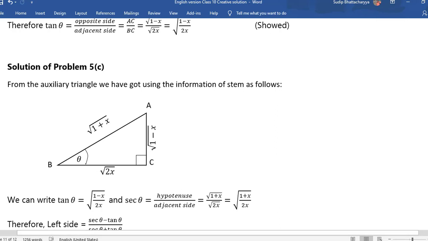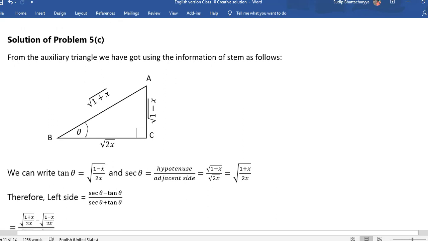So tan theta equal to root over 1 minus x divided by twice x, which we already have in 5b, and sec theta equal to hypotenuse by adjacent side. We know that sec theta is the opposite of cos theta, therefore as cos theta is base by hypotenuse, sec theta is hypotenuse by base, and another name of base is adjacent side. So sec theta is equal to hypotenuse by adjacent side, and putting the values of hypotenuse and adjacent side, you will get root over 1 plus x divided by twice x.